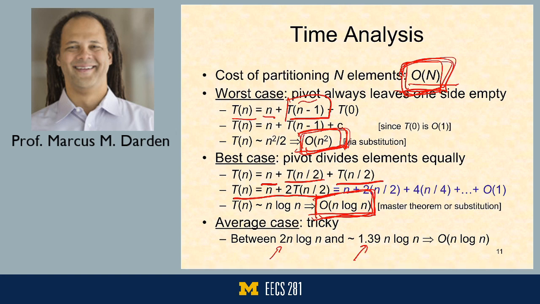So the question is, why is partitioning linear? As I do a partition that's linear, because as I'm looking at all of these elements, right?